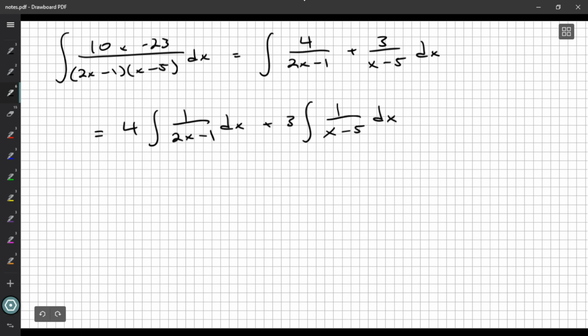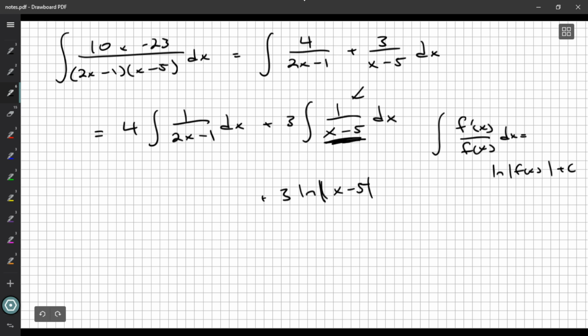Okay. Now, the derivative of x minus 5 is 1, so we can take advantage of this nice little trick anytime we're trying to integrate the derivative of a function over a function. We just get ln of that function. So that means we're going to get 3 ln absolute value x minus 5. But be warned.